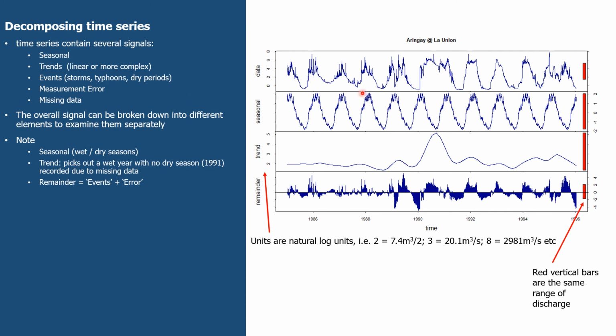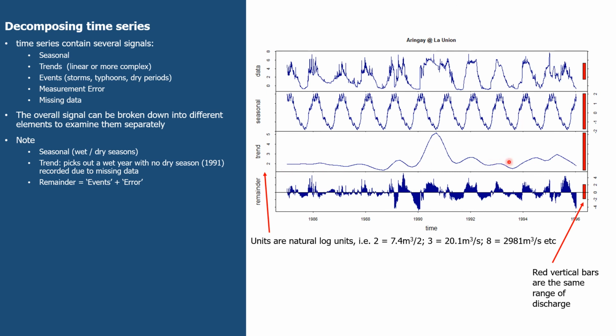So what we've done here is look at the data that I showed right at the beginning for the Arungay River. Here's the data. The y-axis is now in log units, so don't worry too much about the numbers, but here's the pattern of the data. Here's the seasonality, and we can see wet season, dry season, wet season, dry season, repeated based upon the average values that we found for each day of the year.